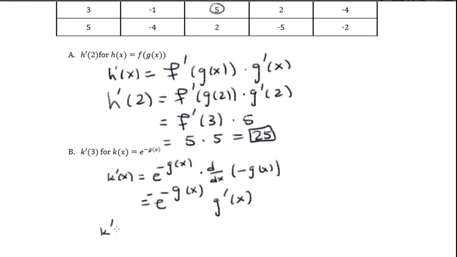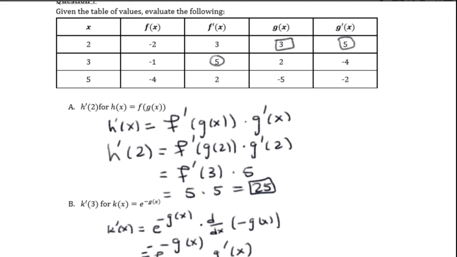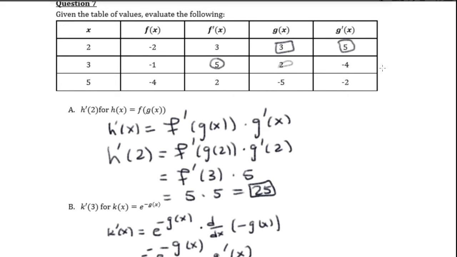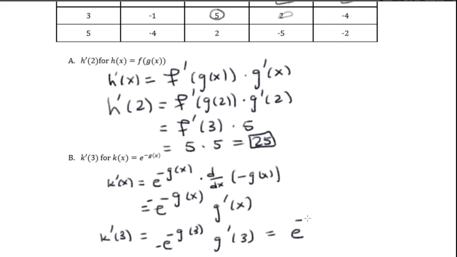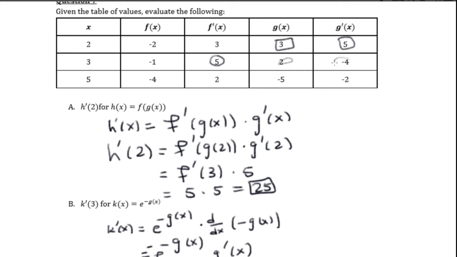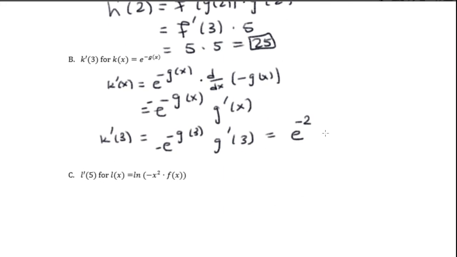And we're going to evaluate this derivative at x equals 3. So I'm going to plug in x equals 3 here. Okay, so g of 3 is 2. So I'm going to substitute g of 3 is 2. g prime of 3 is negative 4. And let's not forget the negative in front here. So the two negatives are going to make it a positive, so that'll be 4 times e to the negative second power.